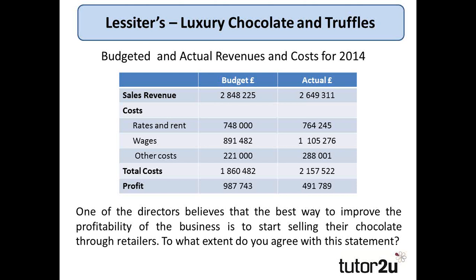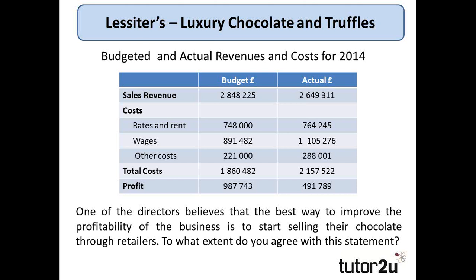So there's a link there between working extra shifts in order to cope with demand and wages being higher than budgeted, probably because of the overtime payments. As we can see, that's had a knock-on effect, with total costs being higher than budgeted, which has also led to profit being adverse when compared to budget.